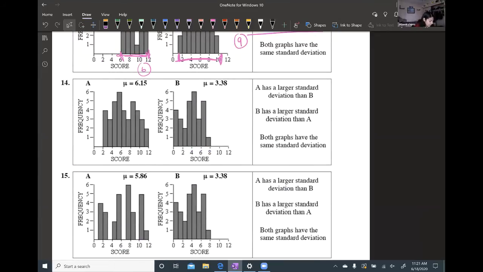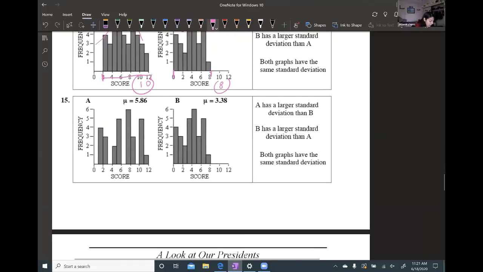14. This goes from 2 to 12, that's 10. This one goes from 0 to 8, that's 8. The graphs look like they're kind of about the same. So since the bottom on the left is 10, it's bigger than the 8, it's gonna be A. A will have a bigger standard deviation.